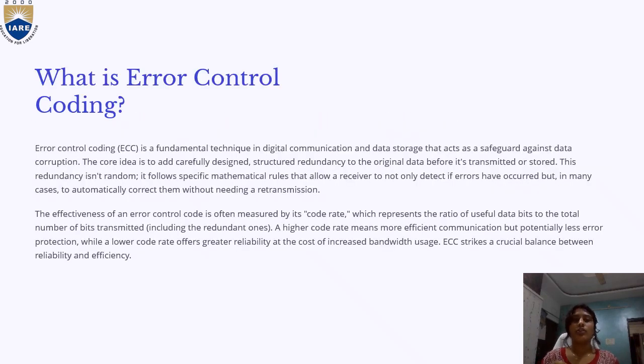What is error control coding? Error control coding, or ECC, is a safeguard that adds redundancy to data before transmission or storage. This redundancy isn't random, it's mathematically structured so that the receiver can detect and even correct errors.